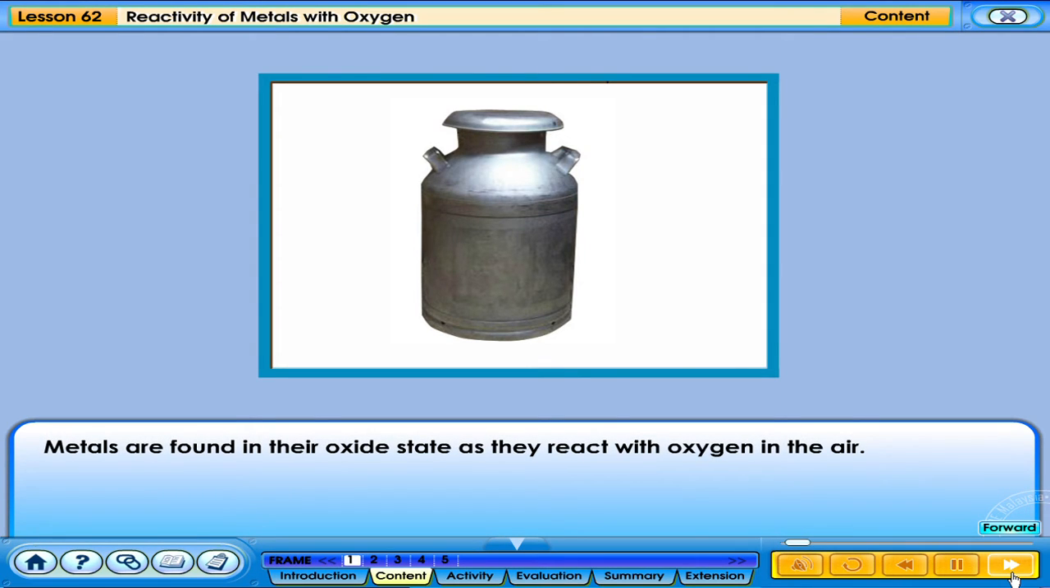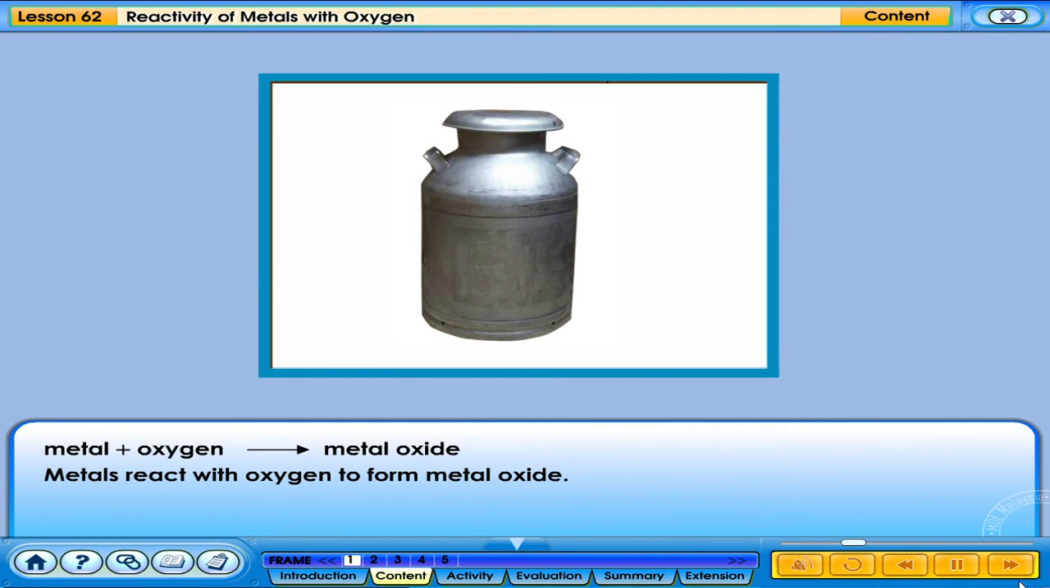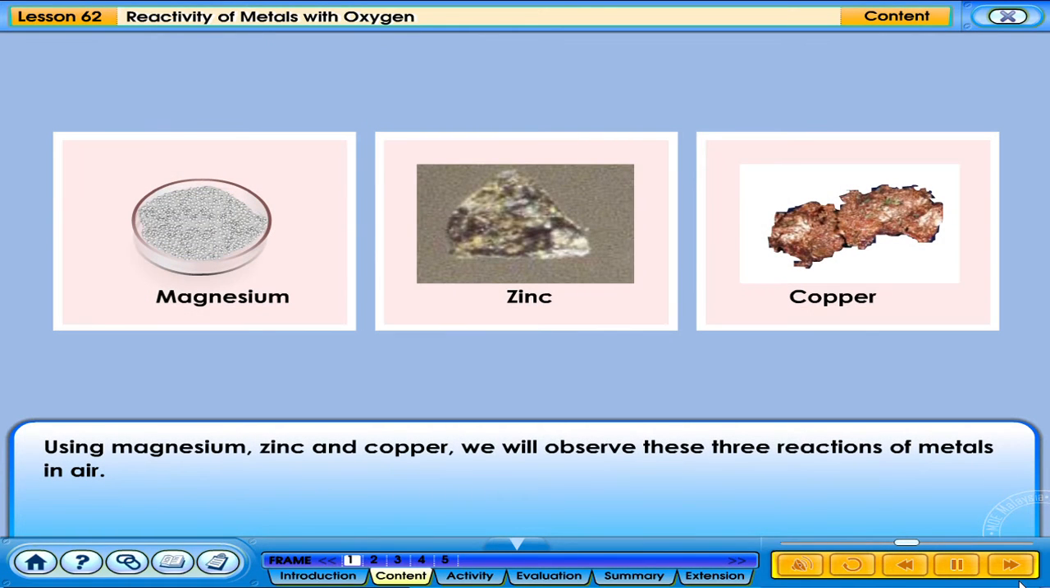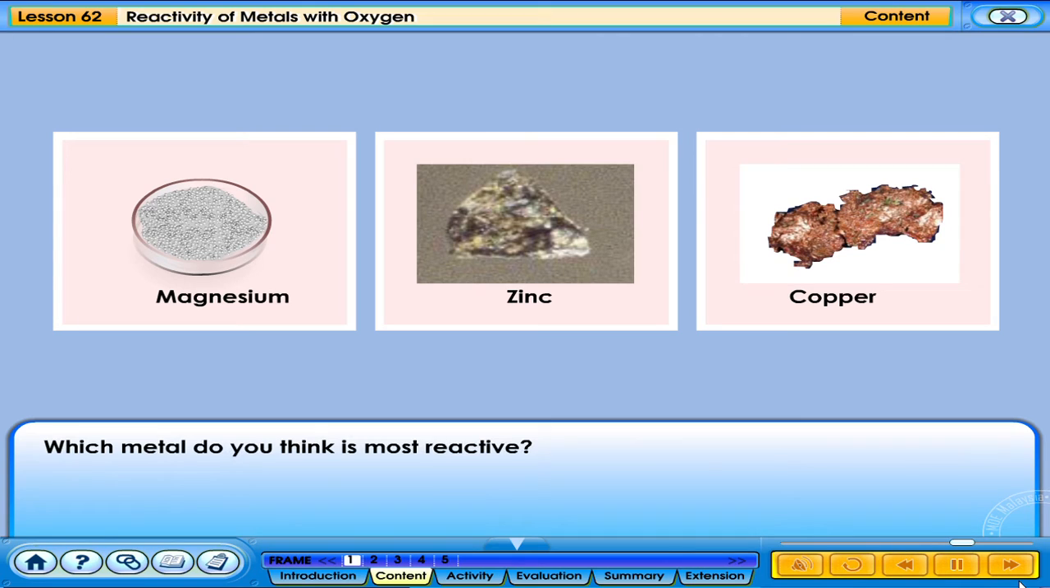Metals are found in their oxide state as they react with oxygen in the air. Metals react with oxygen to form metal oxide. Using magnesium, zinc and copper, we will observe these three reactions of metals in air. Which metal do you think is most reactive? How can you describe the reactivity of metals in oxygen?